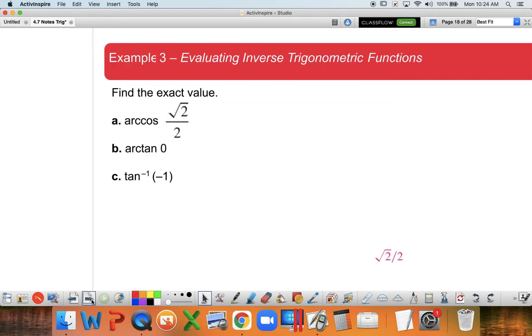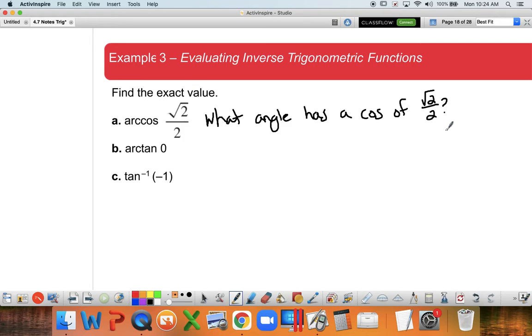All right, let's keep that unit circle out and see if we can evaluate these. I want to find an angle on my unit circle. So what angle has a cosine of square root of 2 over 2? And my answer, right, 45 degrees, pi over 4.